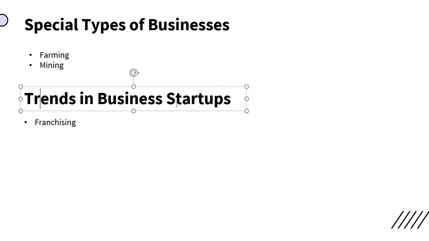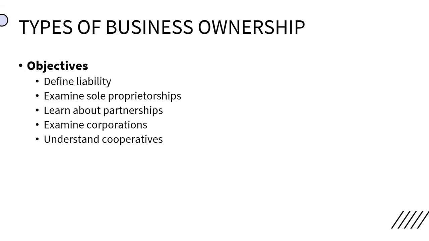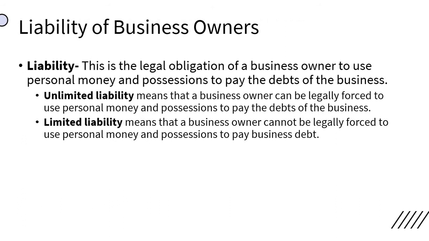Okay? So next, we are done with the types of businesses. Next is the type of business ownership. So, these are the objectives: defining liability and the different forms of businesses. Okay, so I mentioned liability. It's because if a company, depending on their business ownership, their liability depends on their business ownership.